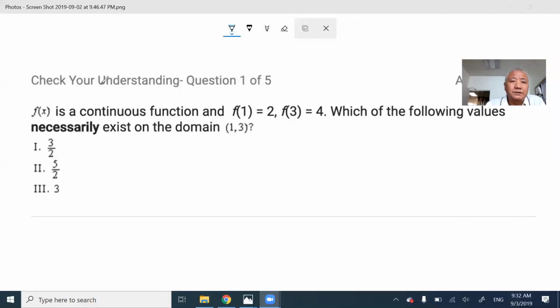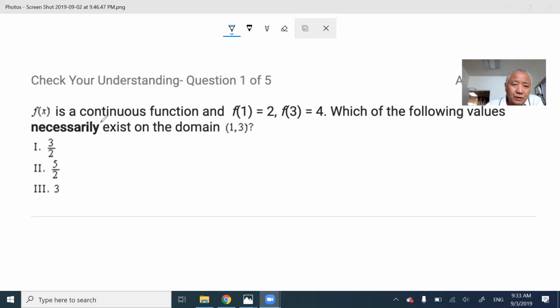All right, let's look at this question. f(x) is a continuous function, and f(1) equals 2, f(3) equals 4. Which of the following values necessarily exist on the domain of 1 to 3, right?